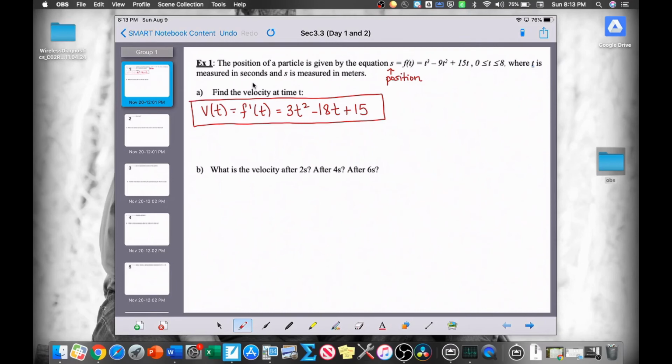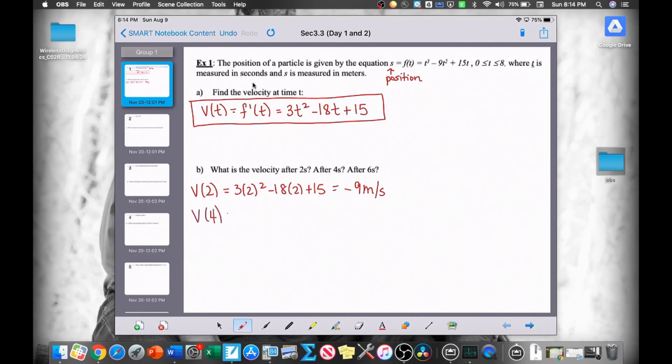Part B then asks us to apply our new velocity function by asking us what is the velocity after 2 seconds, after 4 seconds, or after 6 seconds. So we need to find v of 2, which is going to be 3 times 2 squared minus 18 times 2 plus 15. Grab your calculator. You should get a velocity of negative 9 meters per second. Why is the velocity negative? Because the particle is moving in the backwards direction at this point in time.